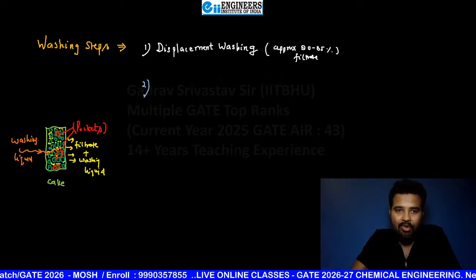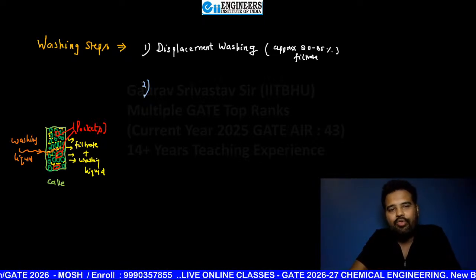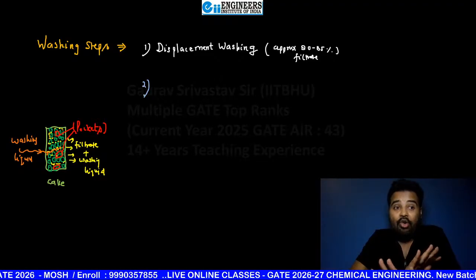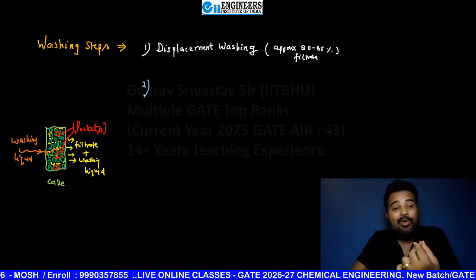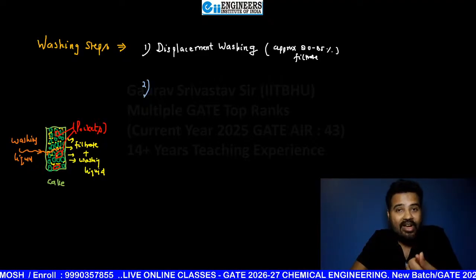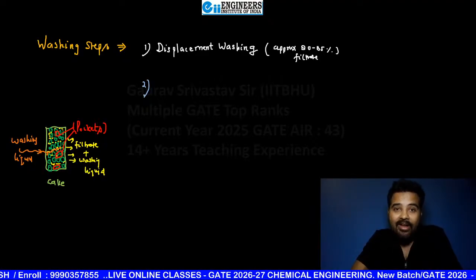Okay, crystal clear, very good, beta. So can you suggest me a technique to remove that filtrate without disturbing the cake? Again, I'm repeating, without disturbing the cake. You have to remove the filtrate that is trapped in the pocket.